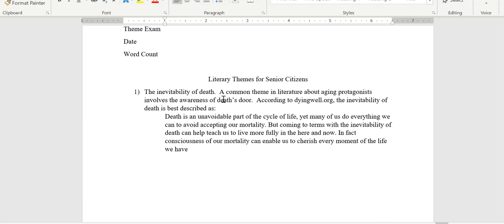The inevitability of death is the theme. A common theme in literature about aging protagonists involves the awareness of death's door. According to dyingwell.org, the inevitability of death is best described as... and there I've given them complete credit for this definition, which took me a little while to find. Next, I'm going to do a short example of the inevitability of death, and I'm going to use this Everyman that we've just been looking at.